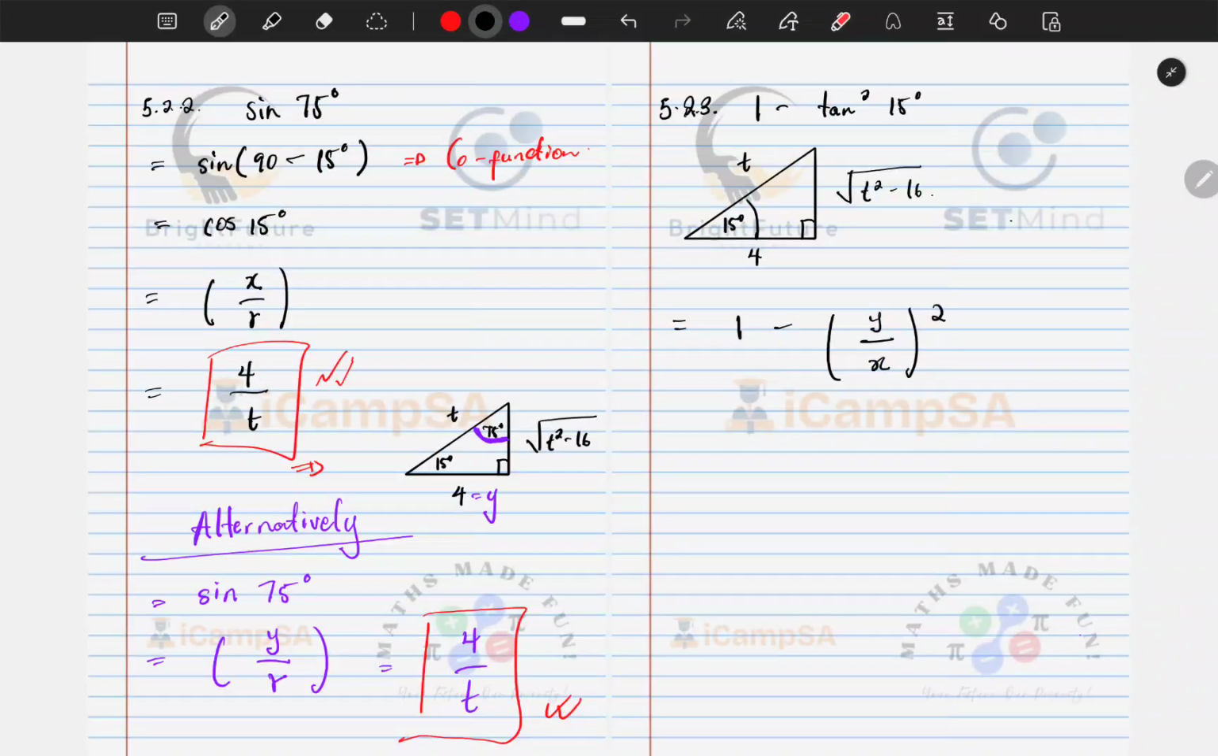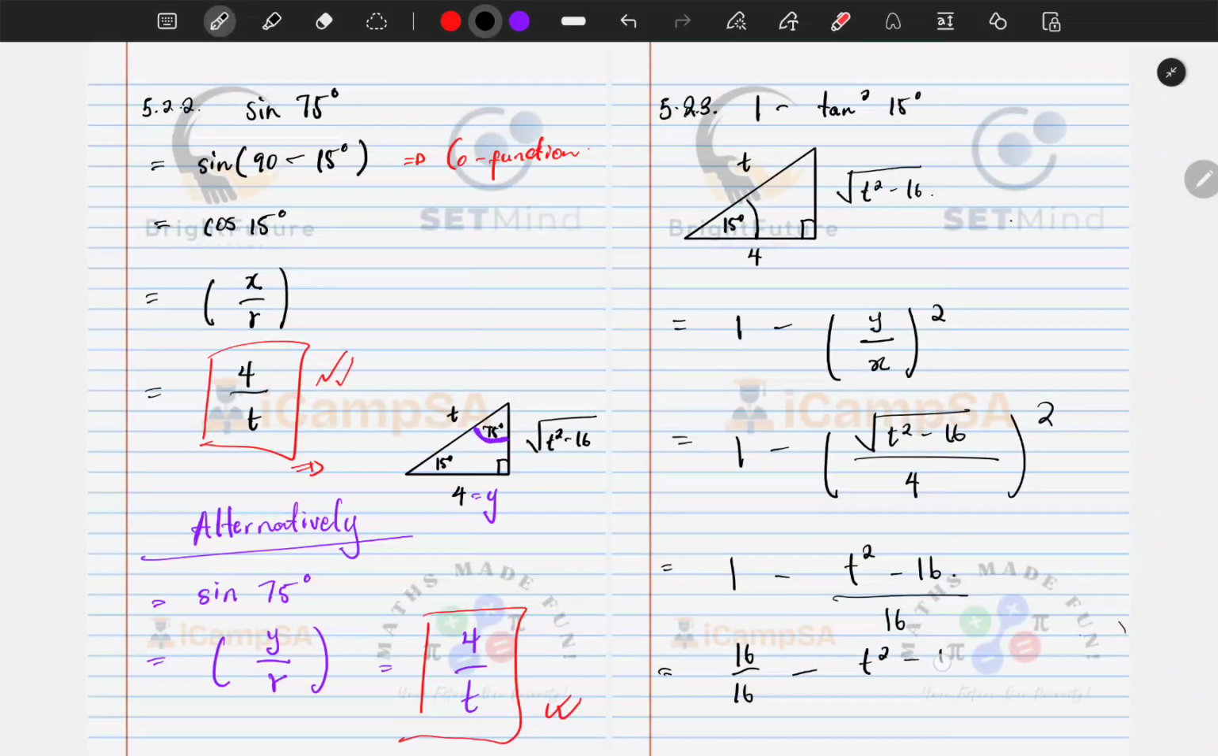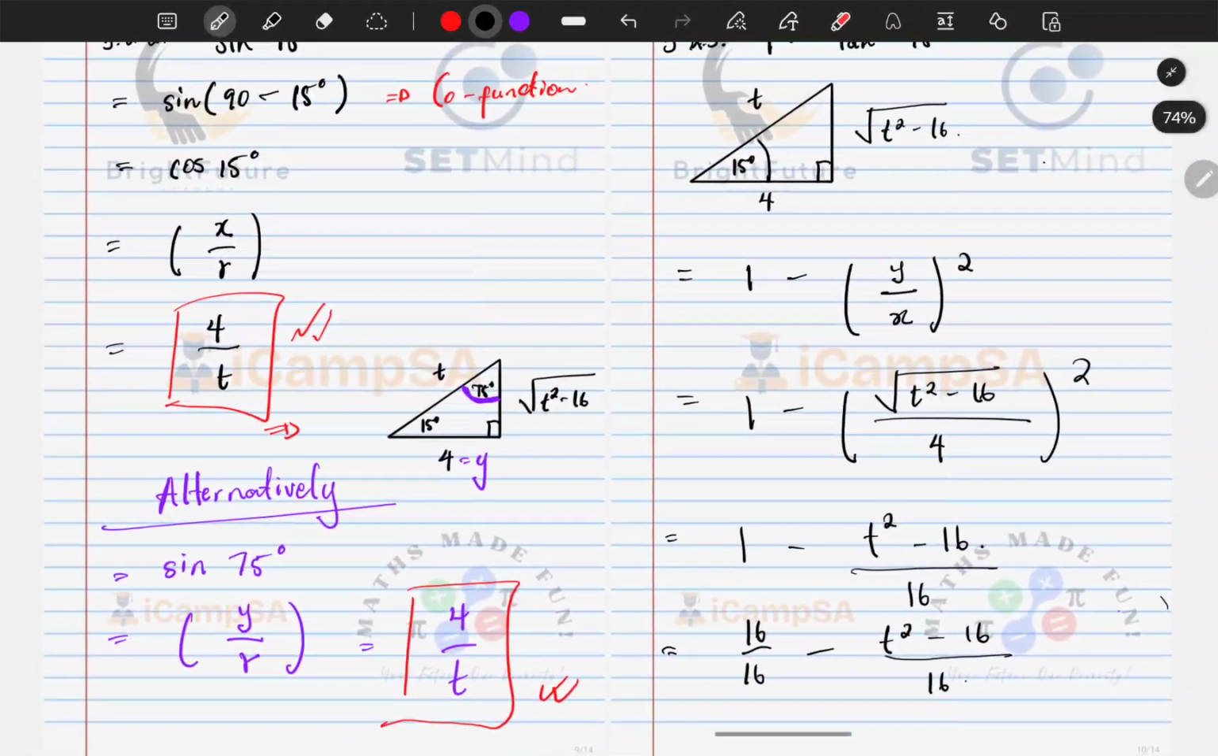We are still focusing on this. And now this means that you have 1 minus, what is y? Y is the square root of t squared minus 16 all over x, which is 4, all squared, and then the square root and the square will cancel, and we have t squared minus 16 all over 16, because 4 squared is 16. Remember, we need to solve this without the use of a calculator, so we can write 1 as 16 over 16, minus t squared minus 16 over 16. Let's just create some space in here. It's not necessary that we go to another page.